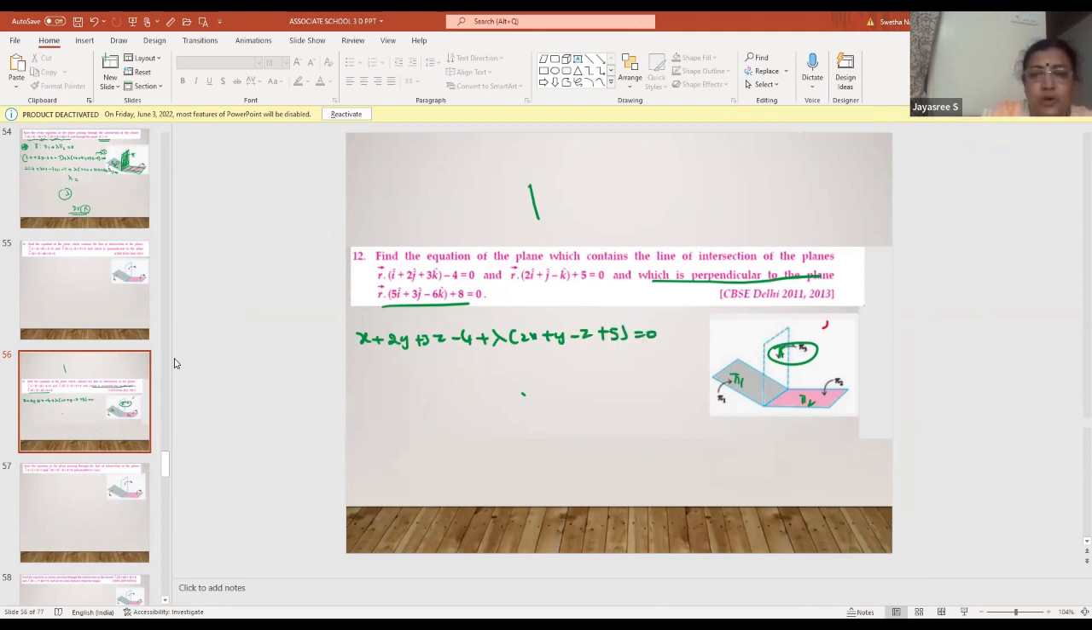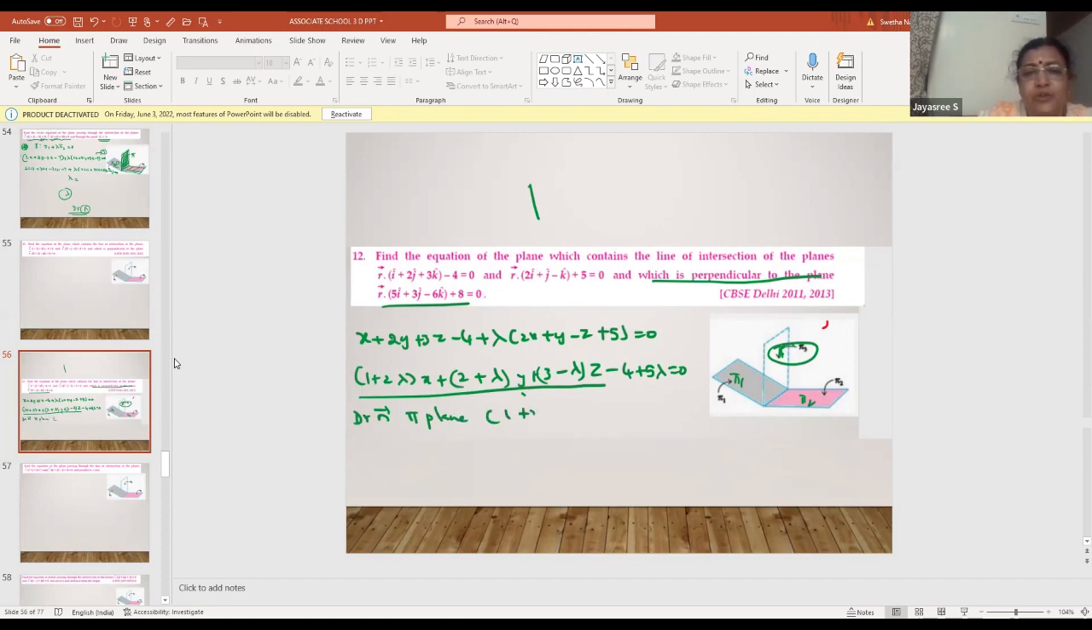Here we group it. Grouping here takes place: (1 + 2λ)x + (2 + λ)y + (3 − λ)z + (−4 + 5λ) = 0. Here we need only the normal. So the direction ratio of the normal of the π plane is 1 + 2λ, 2 + λ, 3 − λ. And the direction ratio of the π3 plane, the third plane, which is perpendicular.